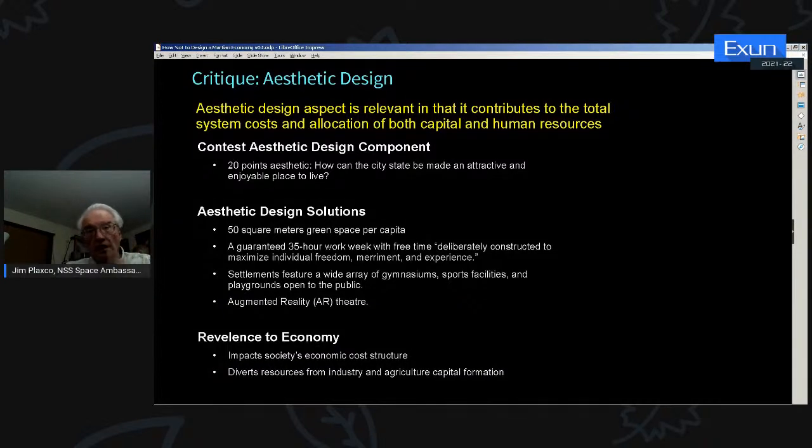One of the design areas that was called for in the competition was the aesthetic design aspect. Most of us really didn't have any interest in this. We spent very little time on it. But aesthetic decisions do impact the total costs of maintaining a Martian civilization. So I took exception to the guaranteed 35-hour work week with free time that was deliberately constructed to maximize individual freedom, which to me was something of an oxymoron. However, I did succeed in managing to convince the team that put this together to drop their requirement that every Martian had to exercise for so many hours every day.